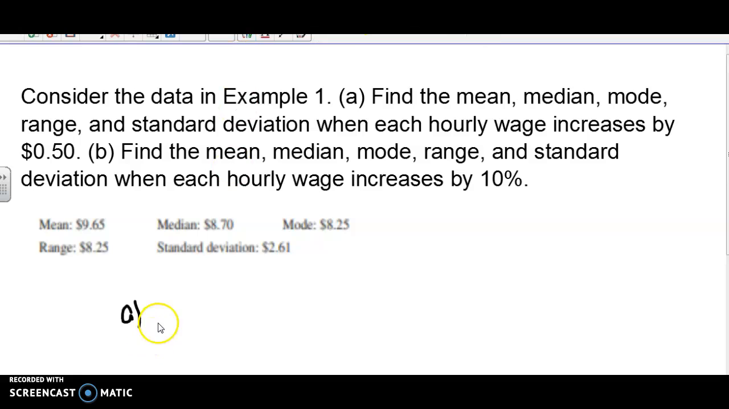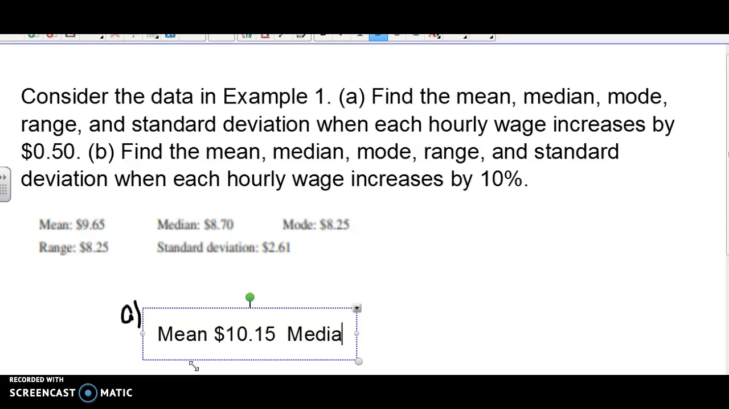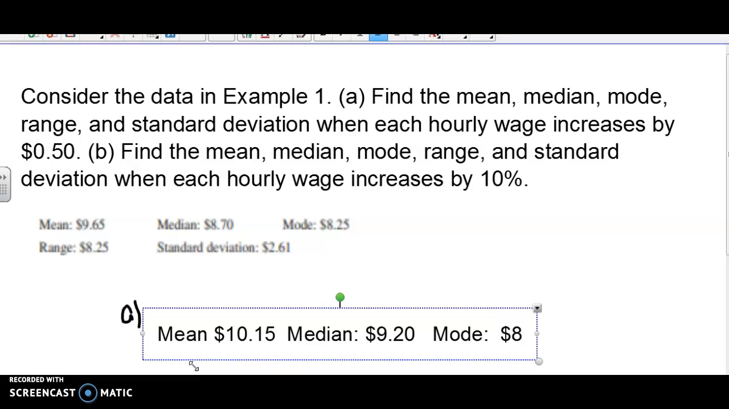The mean, I'm going to type this, would become, since we are adding 50 cents, $10.15. The median, if we're adding 50 cents, would become $9.20. And the mode would become $8.75.